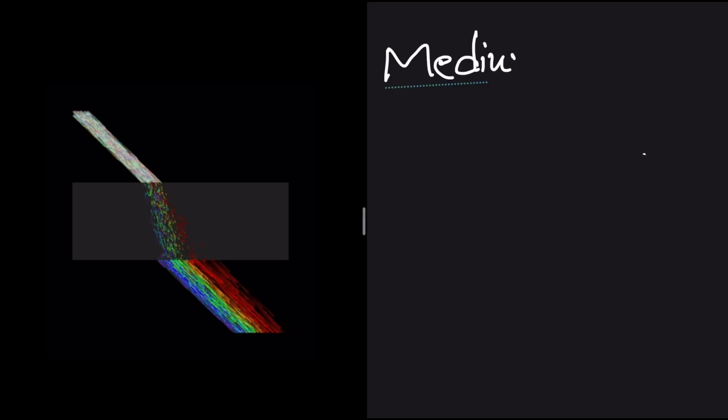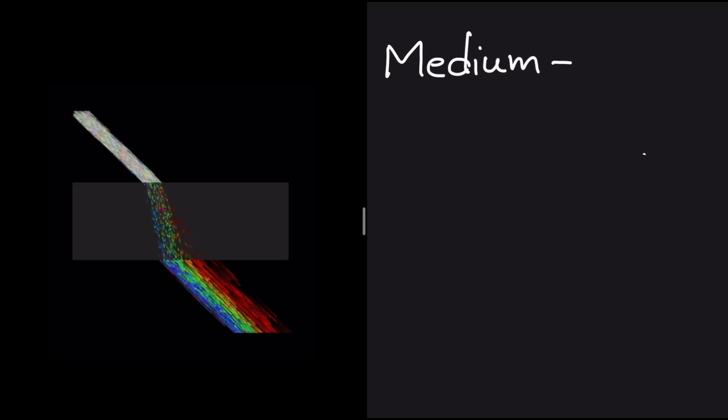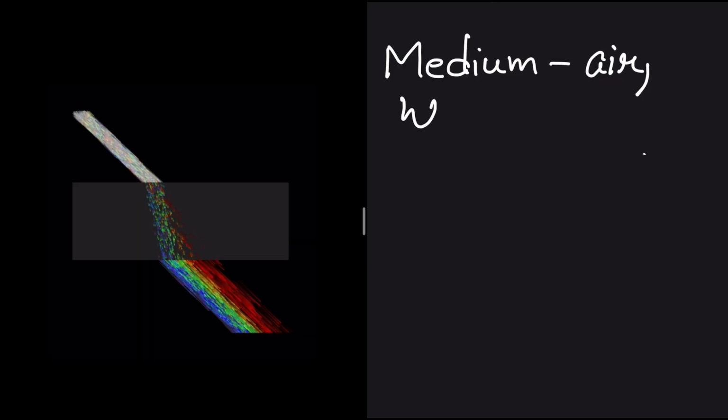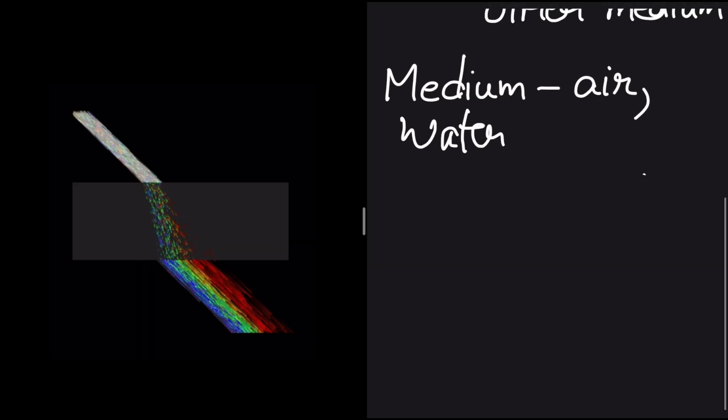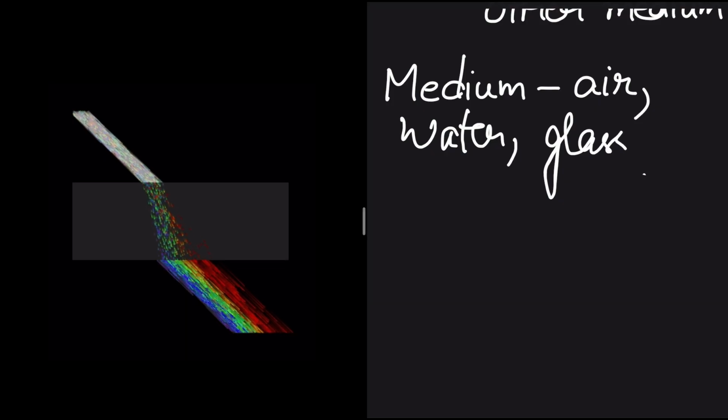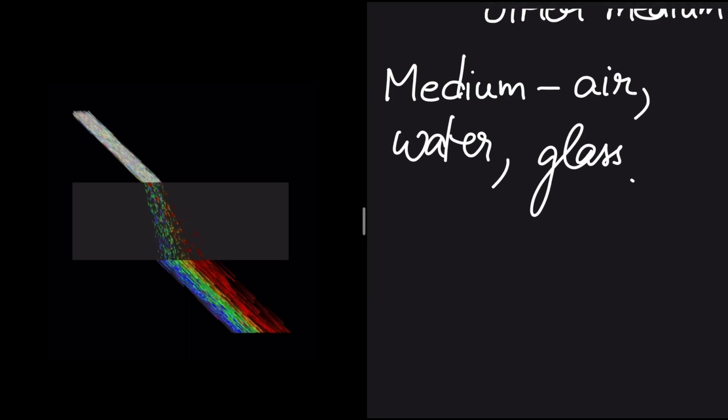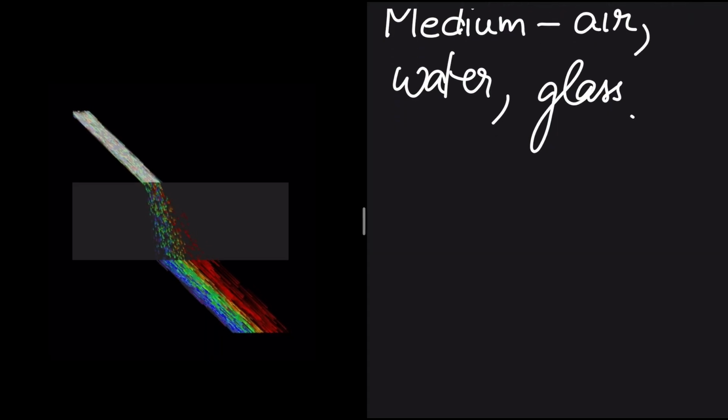First, what is a medium? A medium, students, can be anything, like air, a material through which the light is traveling. Air is a medium, water is a medium, glass is a medium, kerosene is a medium, and so on. These are all media through which light rays pass. If light travels in one medium, it will always travel in the same direction, a straight path.